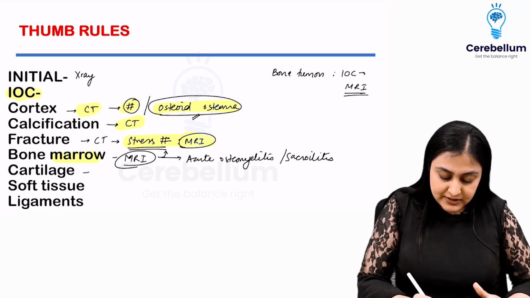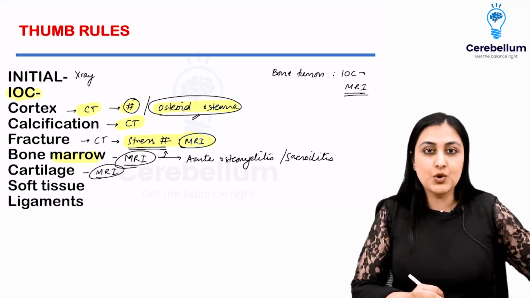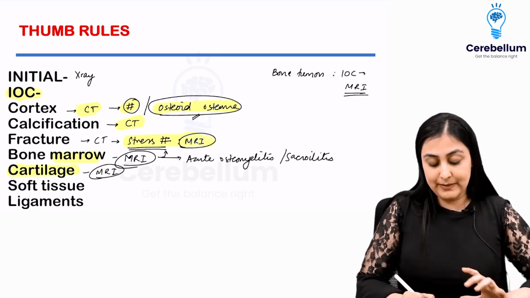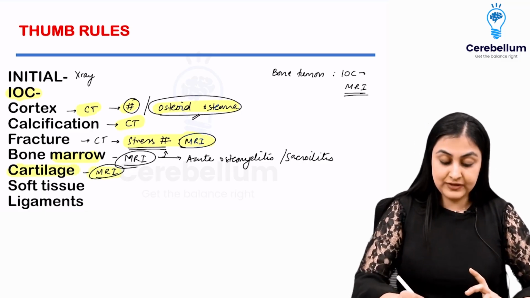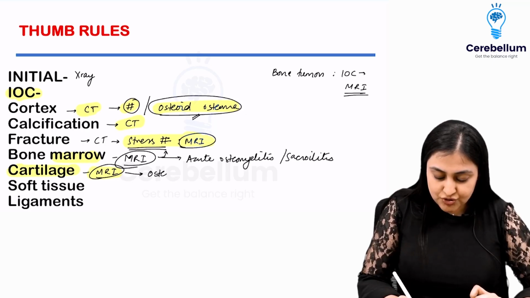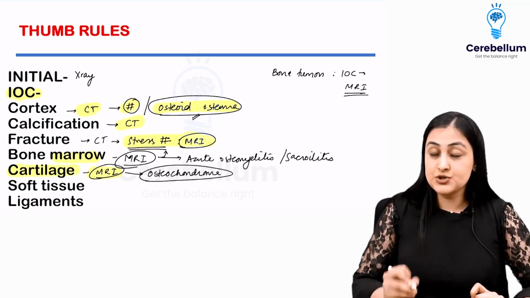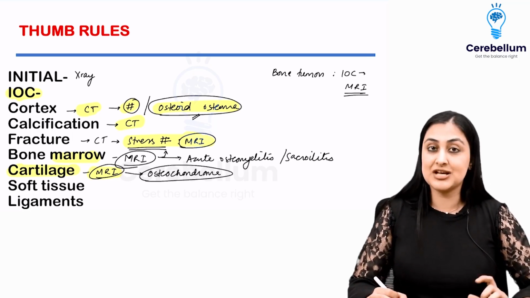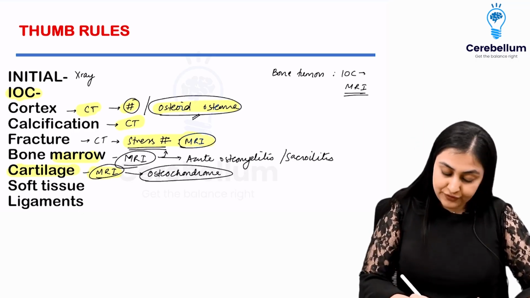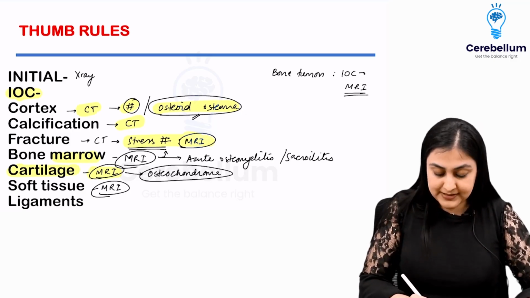Then looking at cartilage, again, CT cannot show cartilage. So remember, all C's, that is cortex, calcification, CT, but for cartilage, we need to do MRI. Alright, so for cartilage, we have MRI. One very important example here is osteochondroma. So we'll be talking about bone tumors. I'm just giving you a brief capsule right now. So osteochondroma is a bone tumor which has a cartilage cap, and for that we need MRI. Okay. Then soft tissues, again, MRI has the maximum soft tissue resolution, so MRI is the best.